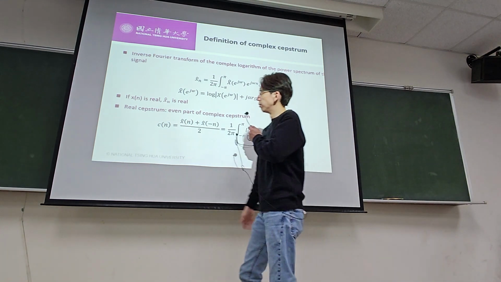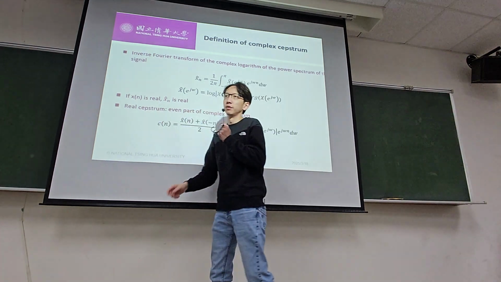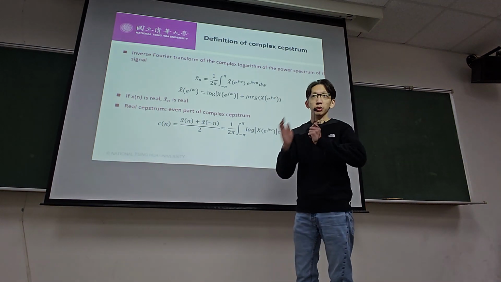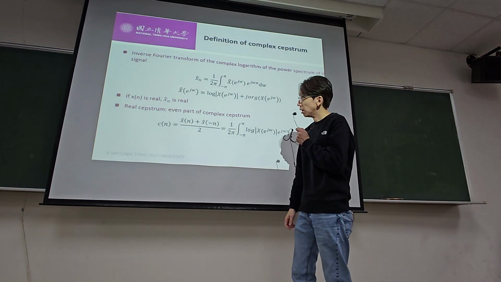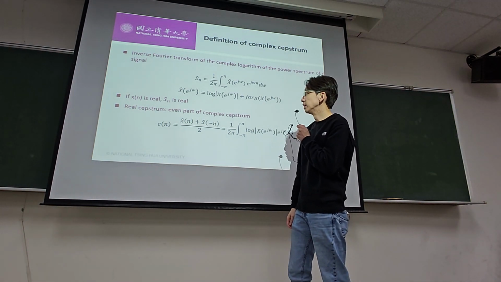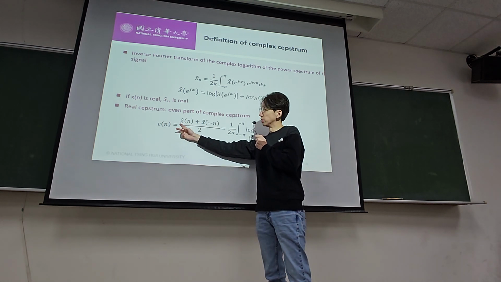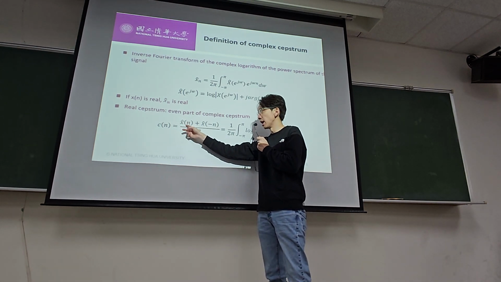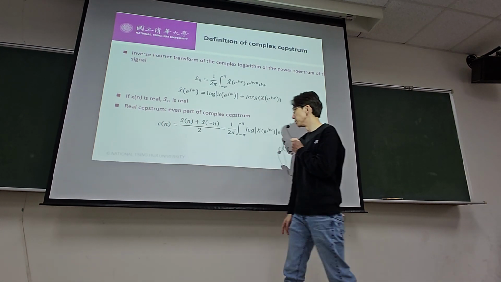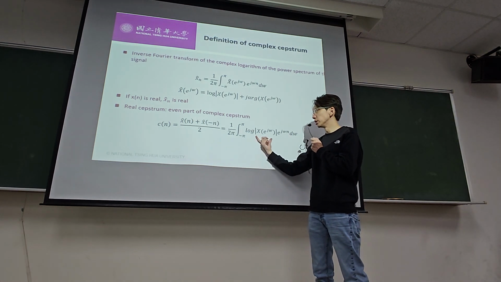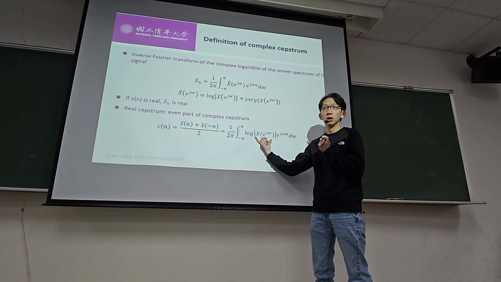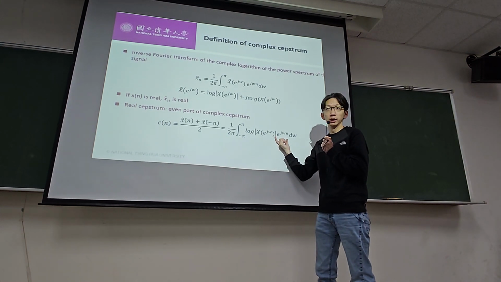You can prove this fairly easily. If x of n is real, your complex cepstrum is also real. The real cepstrum is the even part of the complex cepstrum, right? So take x hat of n plus x hat of minus n, divided by 2, which is essentially just the magnitude portion of the original spectrum, taking the log, taking the inverse.